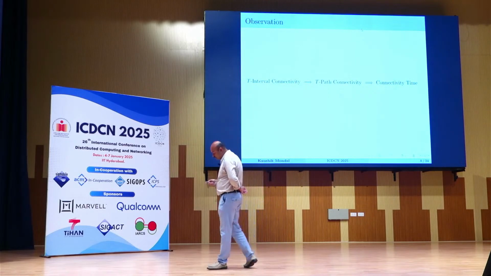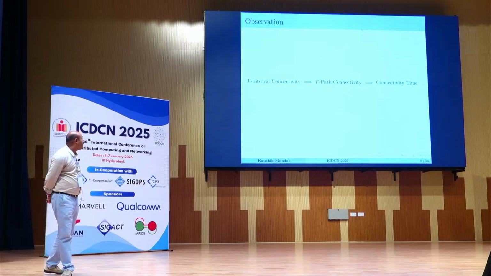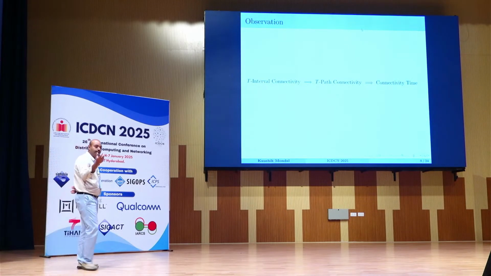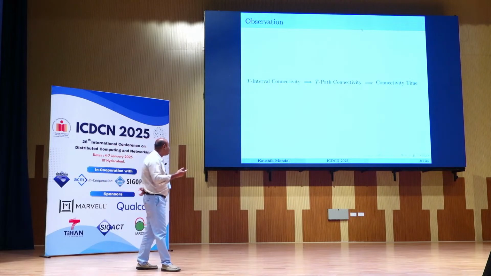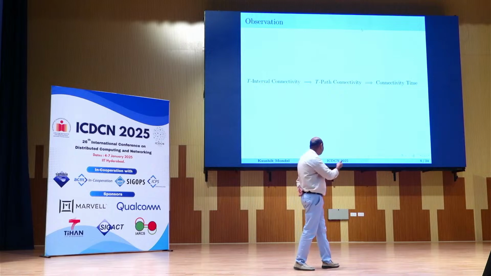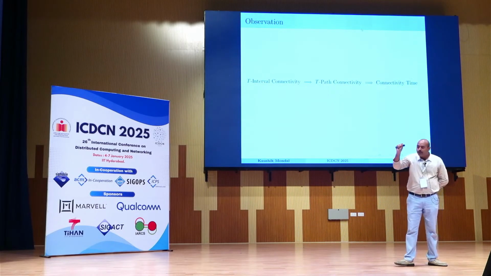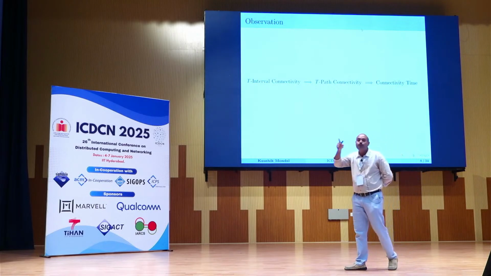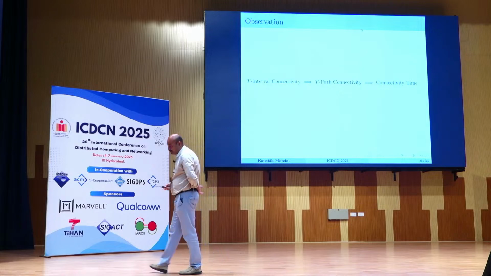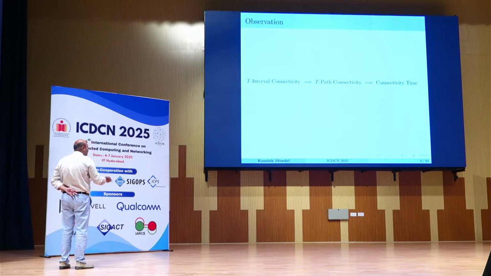So this is one observation that we can see: if it is T-interval connected, it is definitely T-path connected, because T-interval connected means it is connected in each and every round. So of course then in each and every round you have paths between any pair of nodes, so it is T-path connected. And T-path connectivity means that if in any consecutive T rounds there is a path between any U and V, of course the union is going to be connected, so it implies connectivity time. So we can say that the strength of this model lies in between.